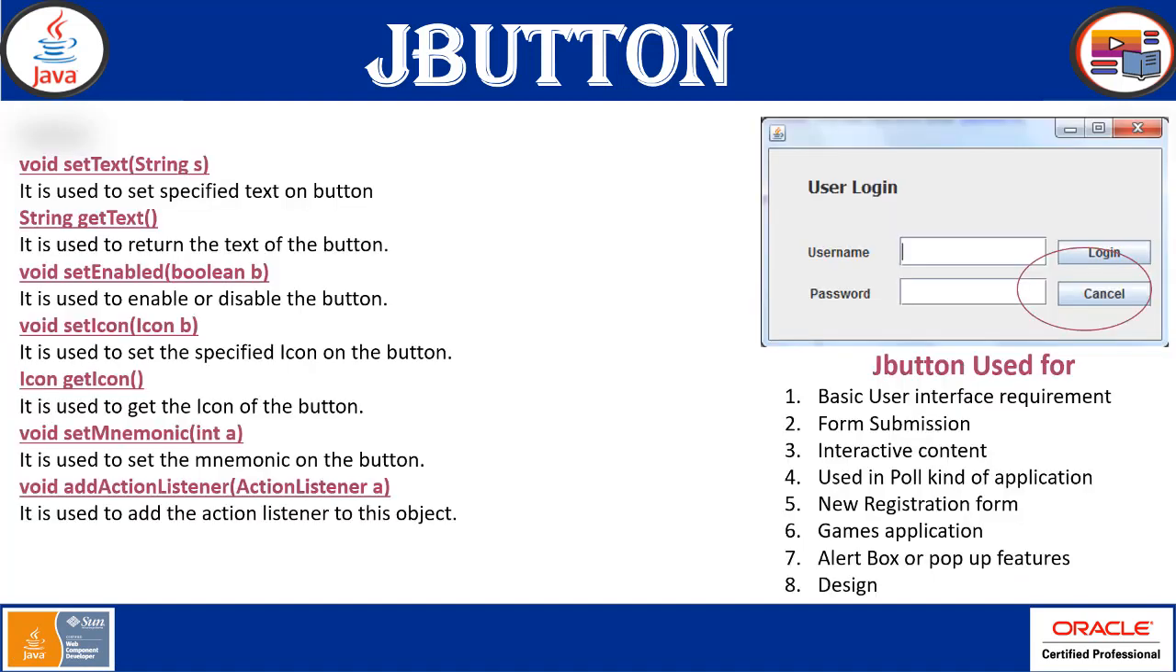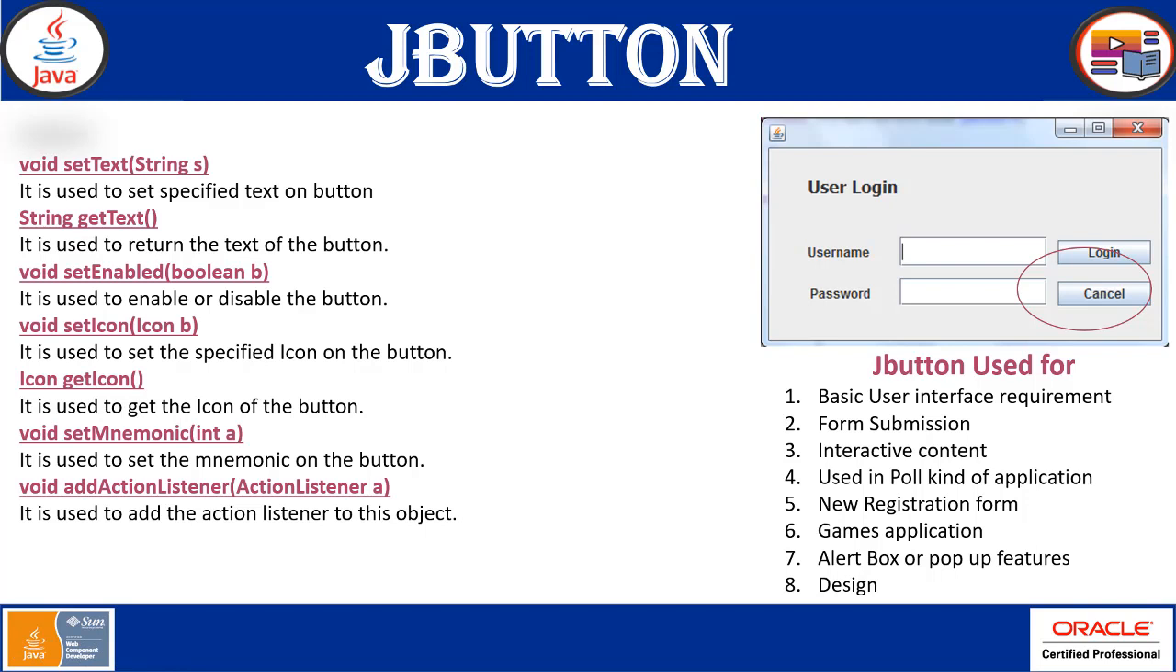Now, when we say the JButton class, it has so many methods, just like regular classes. One is setText, which is used to set specified text on a button, like click here, OK, exit, login, cancel, submit here, or terms. Any text you can specify on your button. getText, if in case you have to get any text while clicking on the button, you can use this.